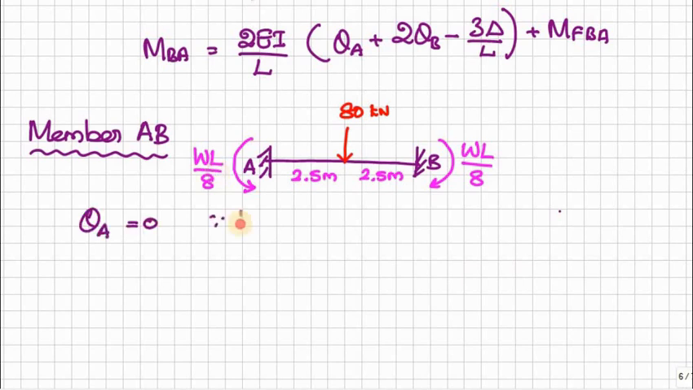In the problem, support A is actually fixed. That means it will not rotate. Therefore, theta A, the rotation of A, is equal to 0 because of the fixed support. Then there is no sinking of supports. In other words, there is no relative difference in support level. That means delta is equal to 0.